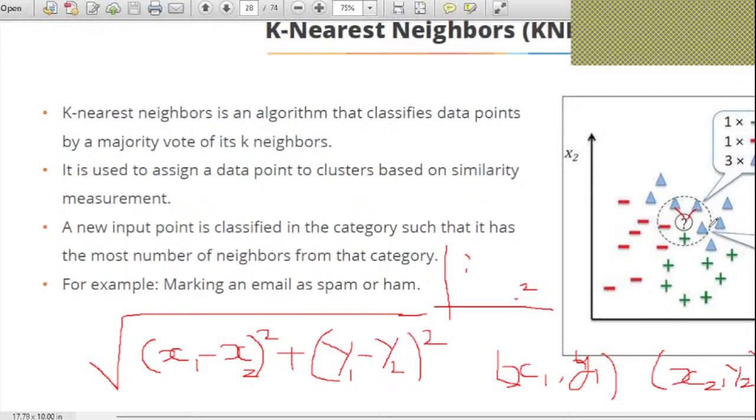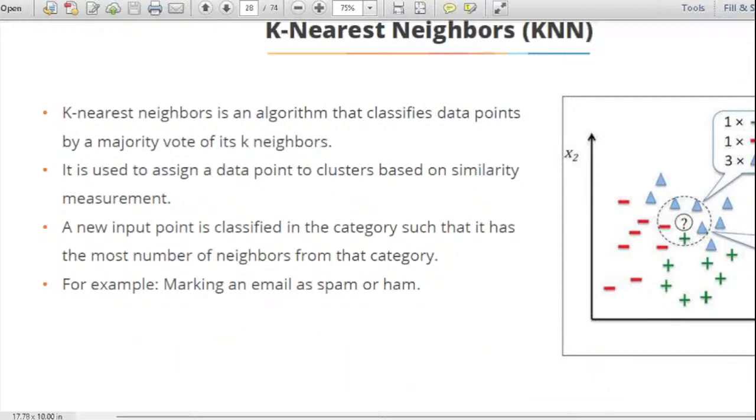You can pick up k, but the value of k should not be too large or too small. We'll see how you arrive at the most optimal value of k. As such, there is no formula. You just have to do hit and trial and arrive at the most optimal k. Is that clear to all of you?